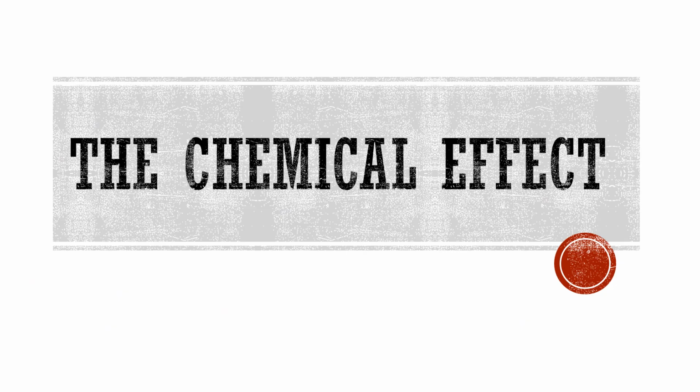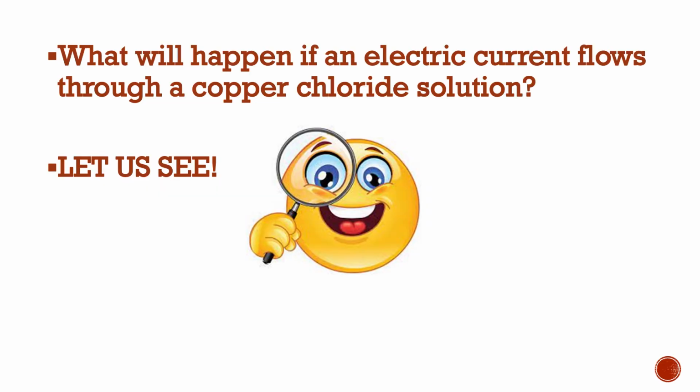Now, thirdly, we are going to look at the chemical effect of an electric current. Now, the question is, what will happen if an electric current flows through a copper chloride solution? Now, I truly hope and believe that your teacher will demonstrate this to you in class, or at least show you a video on how this is taking place.